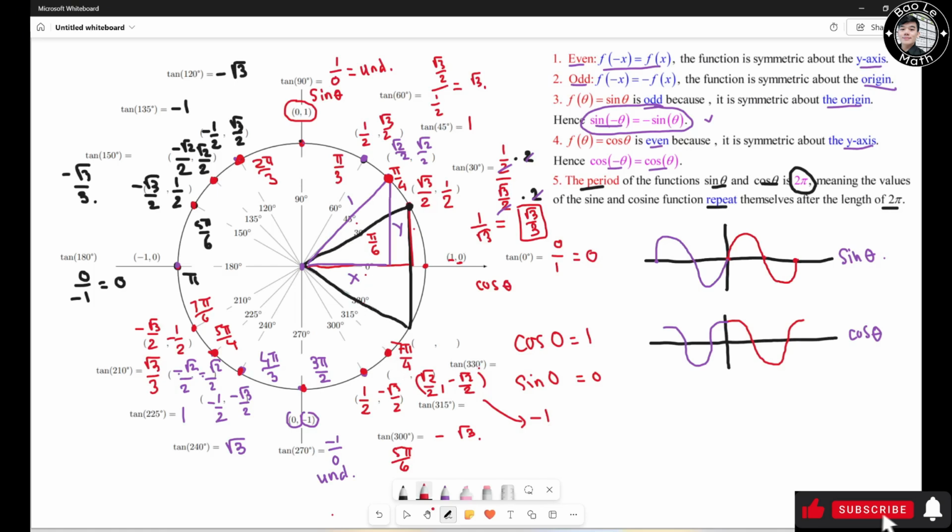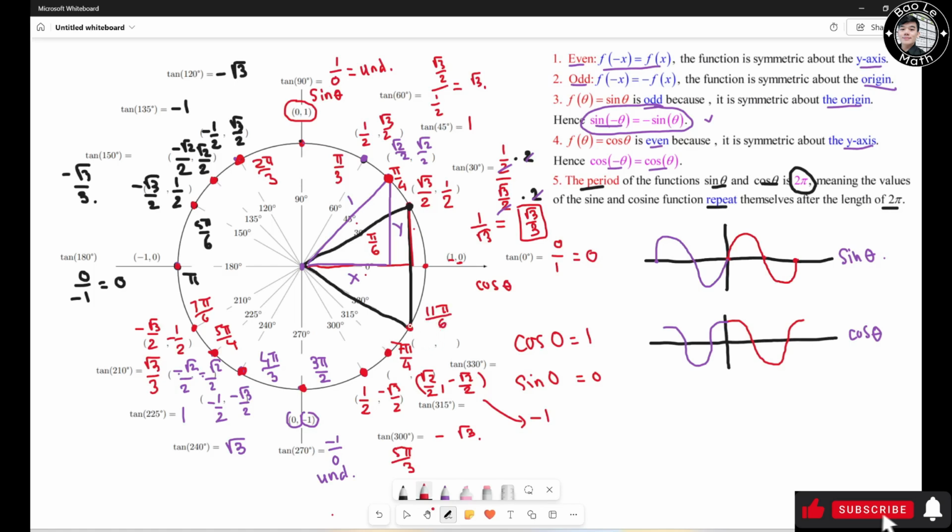Now, tangent of 330 degrees. Oh, I made a mistake right here. This is 5 pi over 6. This is 6 pi over 6. This is 7 pi over 6. This is 8 pi over 6. This is 9 pi over 6. And this is 10 pi over 6, right? 10 pi over 6 is the same thing as 5 pi over 3, right? So this guy should be 5 pi over 3. Now this is 10 pi over 6, right? This one is 11 pi over 6, right? So this is 11 pi over 6.